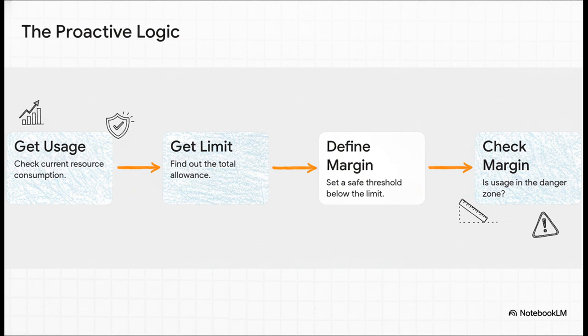First, we just ask, how many queries have we already used? Second, we find out what the total limit is. Third, and this part is absolutely key, we define a safety margin. We don't want to wait until we're at 100%. We want to know if we're getting close, say at 95%. And then finally, we just perform that check.